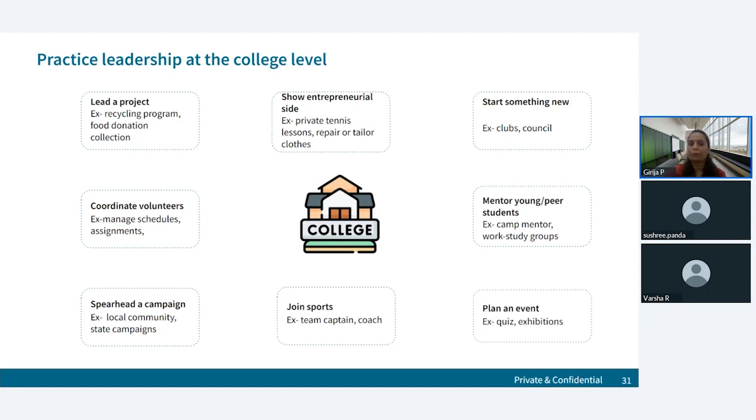If you're planning any event, it will help you to enhance your organization and planning skills. So you can plan a quiz exhibition at your college, and you can come up with ideas and share them with your college management and your classmates. So this is how you can help. Through these different activities, you can practice leadership at your college level, and you can become a student leader who can take the initiative and try to make changes within the campus.